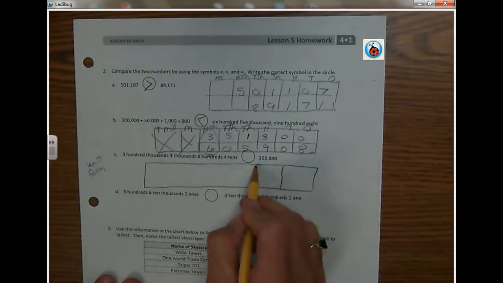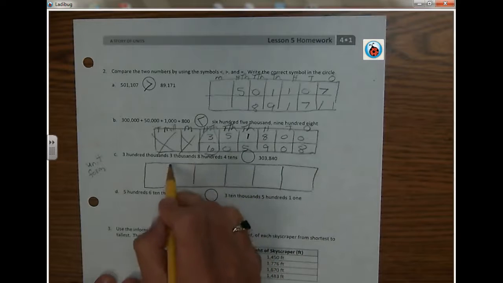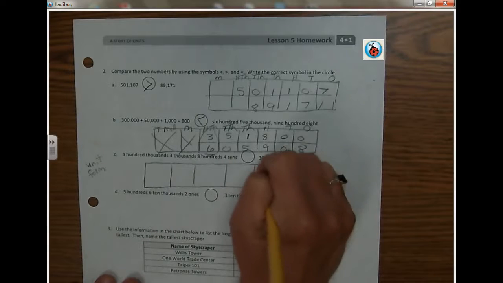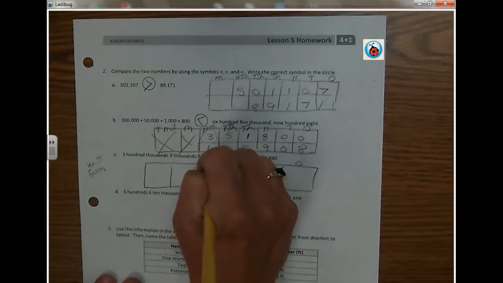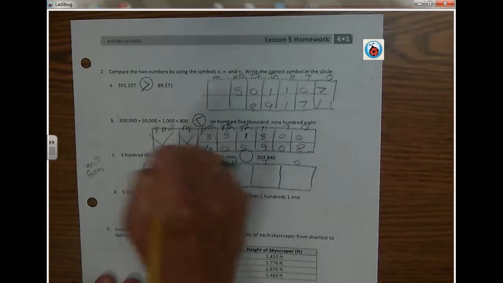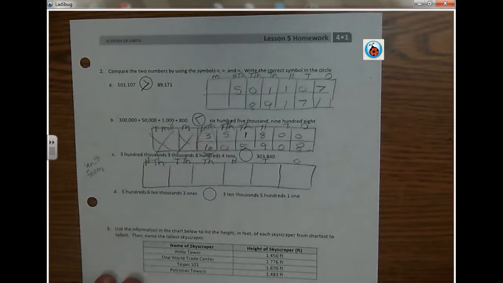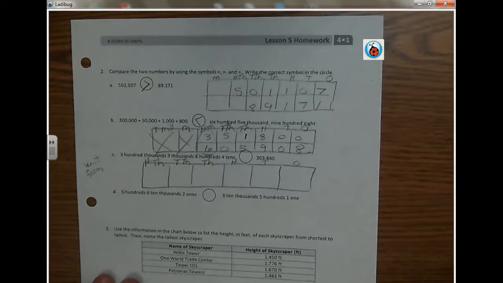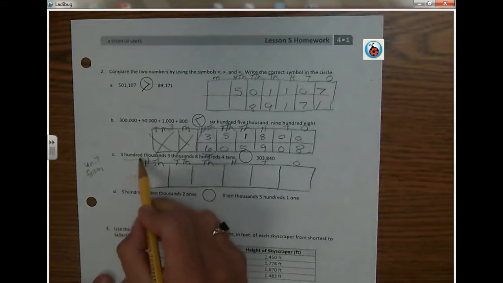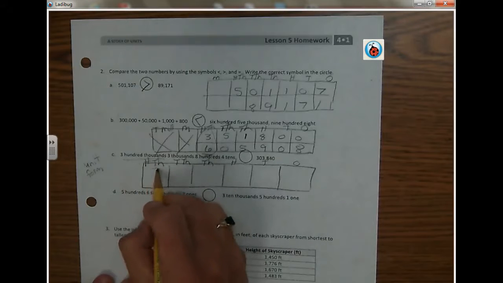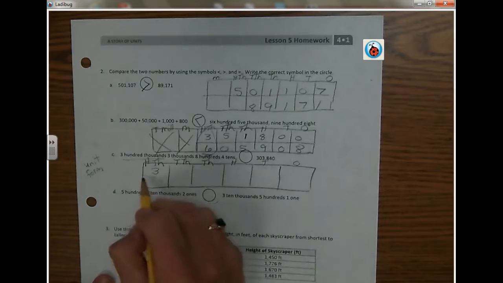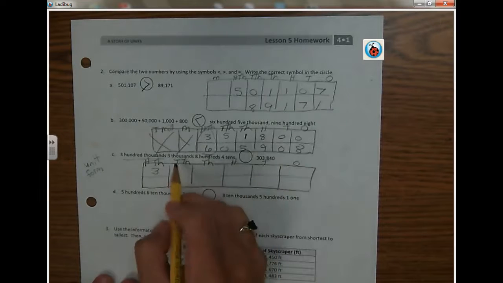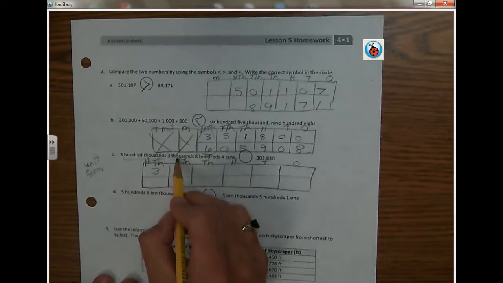I only need 100. 2, 3, 4, 5. So ones, tens, hundreds, thousands, 10,000s, 100,000s. Still need to know what they are. So here we have 300,000. Well, that's a 3 that goes in that column. Put my line underneath. Here we have 3,000s.